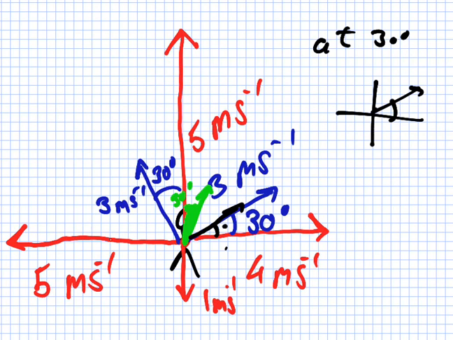My beautiful diagram. I don't even know what that is anymore. What are you trying to find? Then we find 3 meters per second north, 30. 3 meters per second north, 30 west? Yeah. That's this one here on the left. Here, that's this one.